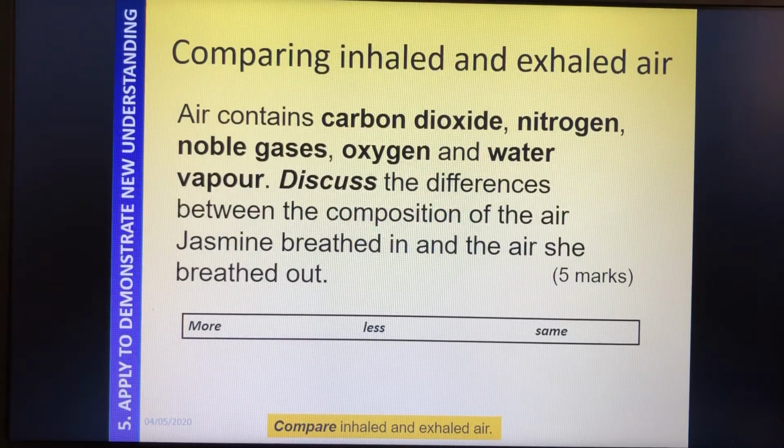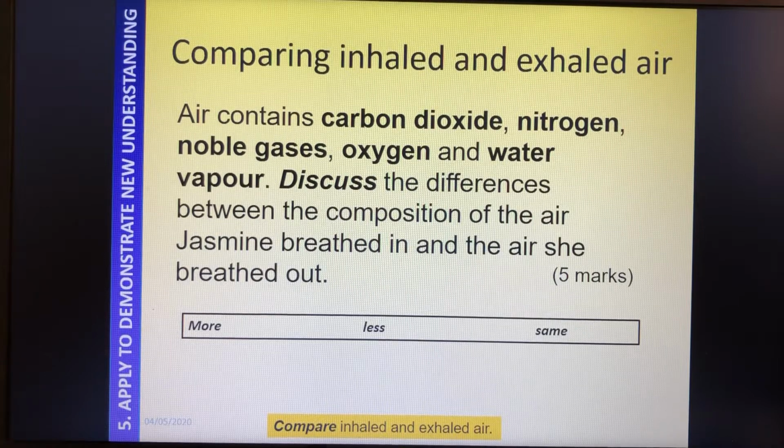Okay, let's look at going through that then. So the air that Jasmine breathed out contained more carbon dioxide and more water vapour than she breathed in. And we know this because when we breathe on a window we can see that condensation, that water, and we know that carbon dioxide is a product of respiration.